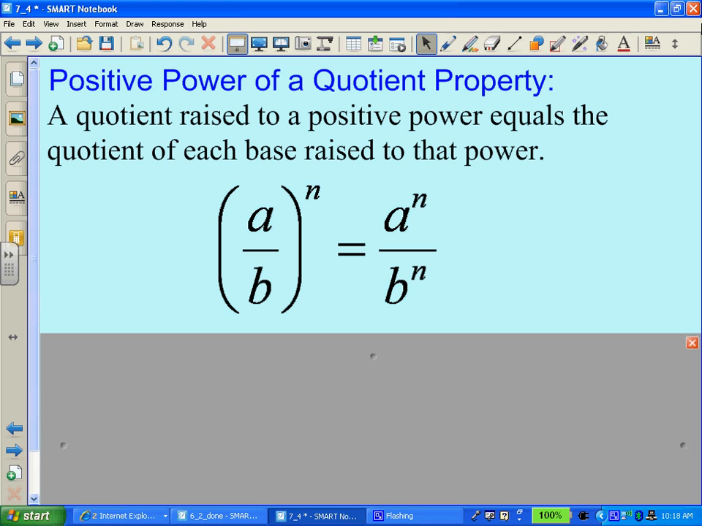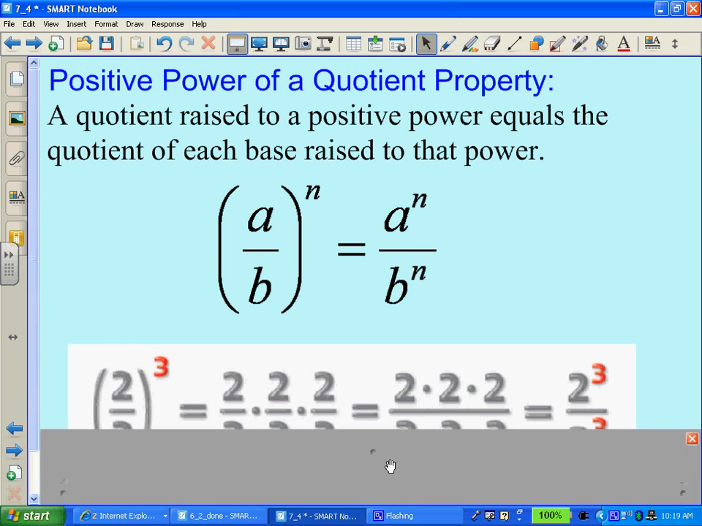Now the next property we want to talk about is when we have a quotient raised to a positive power. This is very similar to when we have a product raised to a power. The power essentially distributes itself to each part of your quotient. So if I have a over b, all to the n, that's going to be the same as a to the n over b to the n.